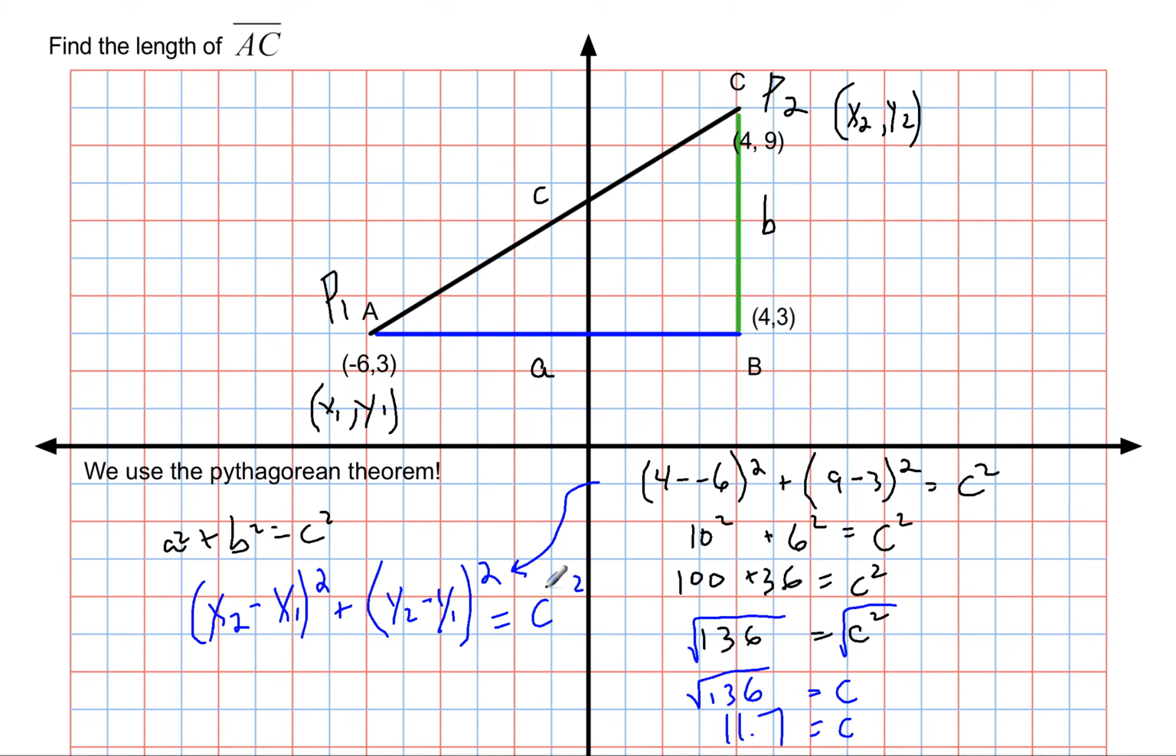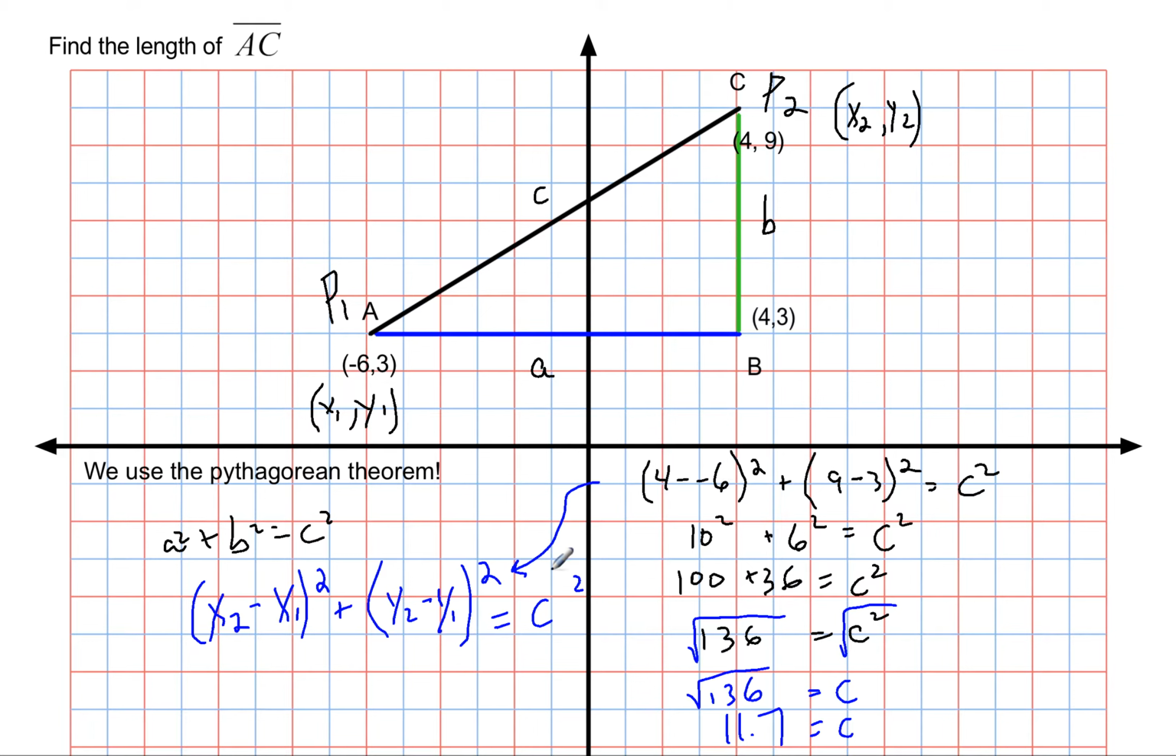Now, the interesting thing is, why didn't I take the absolute value? Well, the answer is very simple. When you square a positive or negative number, you're always going to end up with a positive number. So I don't need to take the absolute value of the difference between my x values and the difference between my y values, because when I square this value, I'm going to always end up with a positive value.